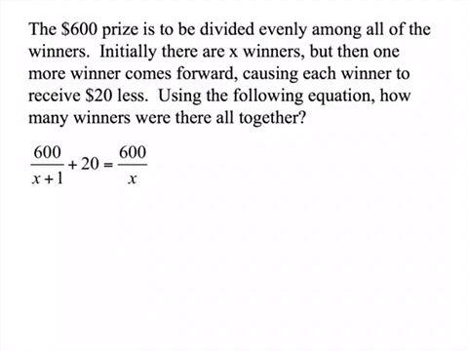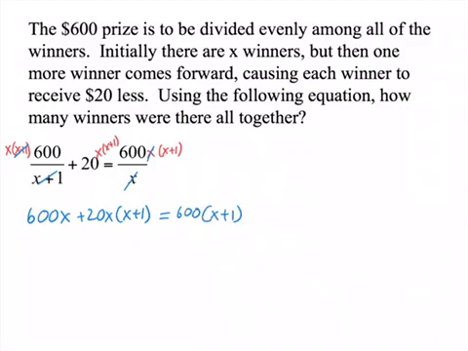To do that, we're going to multiply by x and x plus 1, because there is an LCD. Actually, we need both pieces. So my LCD is x times x plus 1. Multiply x times x plus 1 on each term. So watch what happens. The x plus 1's disappear, leaving me 600x. Here, nothing drops out, so I'm left with 20x times x plus 1. And here, the x's drop out, leaving you 600 times x plus 1. So could we solve this now? Yeah.